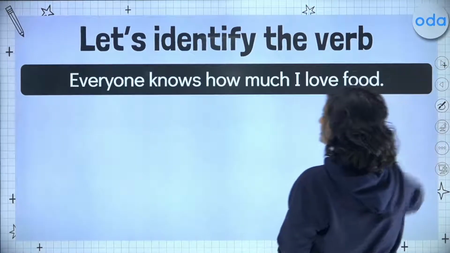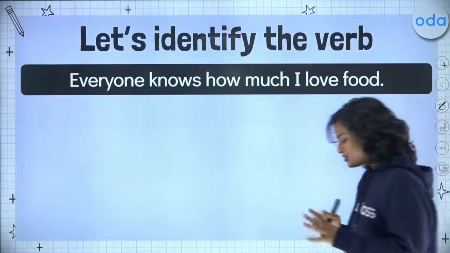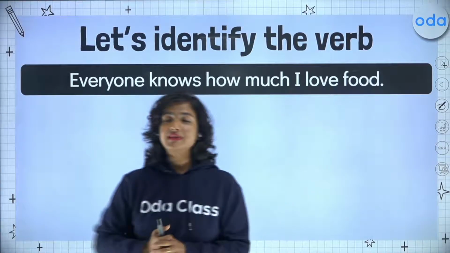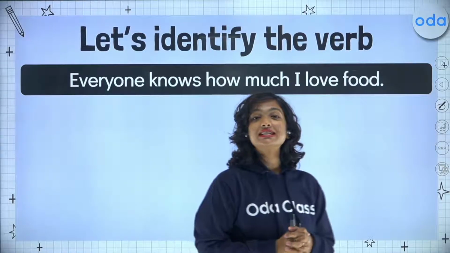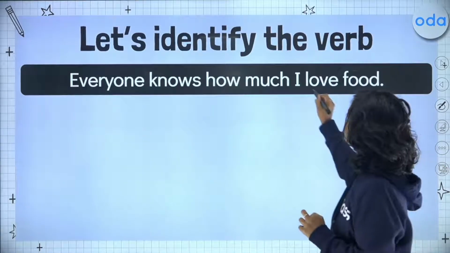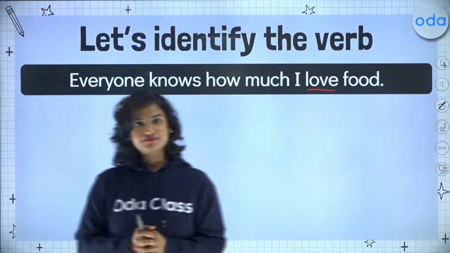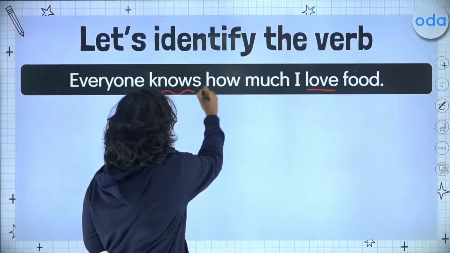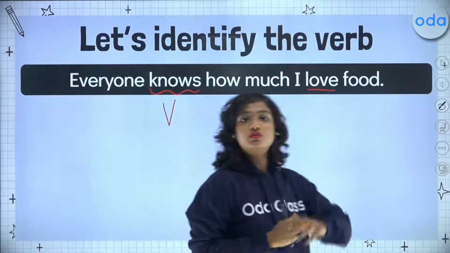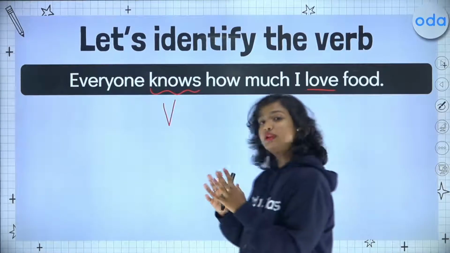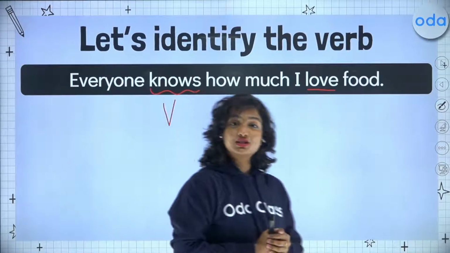Once again, let's take this example. Everyone knows how much I love food. Students, here, I want you to notice that we actually have two verbs in the sentence. And a lot of my students often get confused. Ma'am, why is love not the verb of the sentence here? Students, we have knows, which is the verb here, but how much I love food, that whole phrase is going to be one thing together. I will teach you in just one second what that is called.